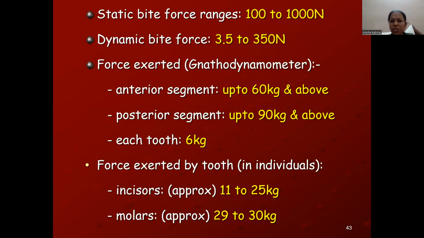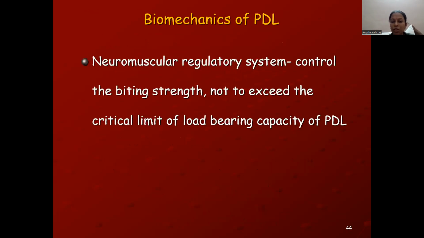The static bite force ranges from 100 to 1000 newtons, and the dynamic bite force ranges from 3.5 to 350 newtons. The force exerted is measured through a gnathodynamometer, wherein the anterior segment is approximately 60 kgs and above, the posterior segment up to 90 kgs and above, and each tooth bears about 6 kgs and above of load. The force exerted by teeth in individuals differs: incisors can bear up to 11 to 25 kgs and molars 29 to 30 kgs of force.